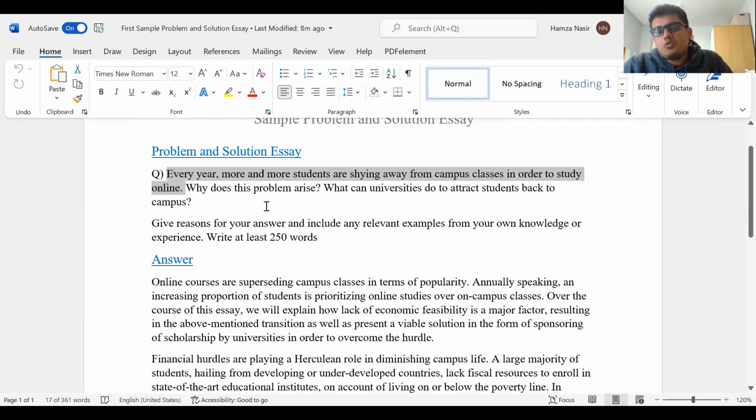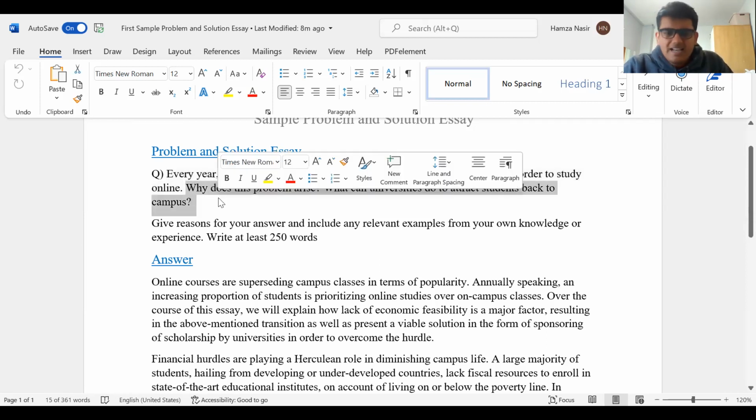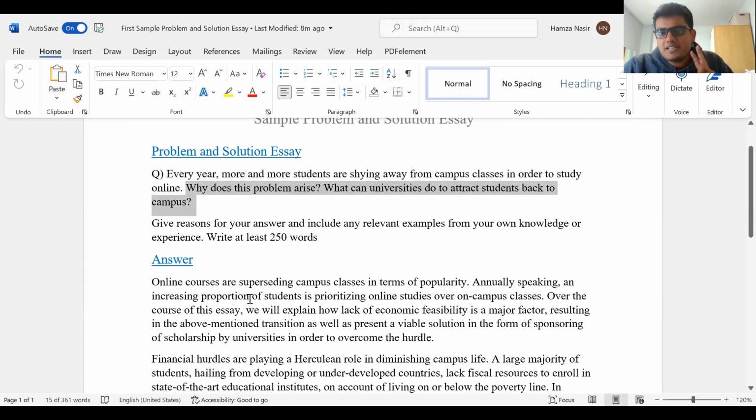So this brings us to our question, which is especially what we have to tackle in our answers. Number one, as you can see, a problem solution essay will always ask 2 questions, right? Number one, why does this problem arise? What is the root cause behind this transition? What is the root cause behind this issue? Secondly, they're asking you about the solution. What can universities do to attract students back to campus, right? So without further ado, let's look at our instructions. Give reasons for your answer, include any relevant examples from your own knowledge or experience, write at least 250 words.